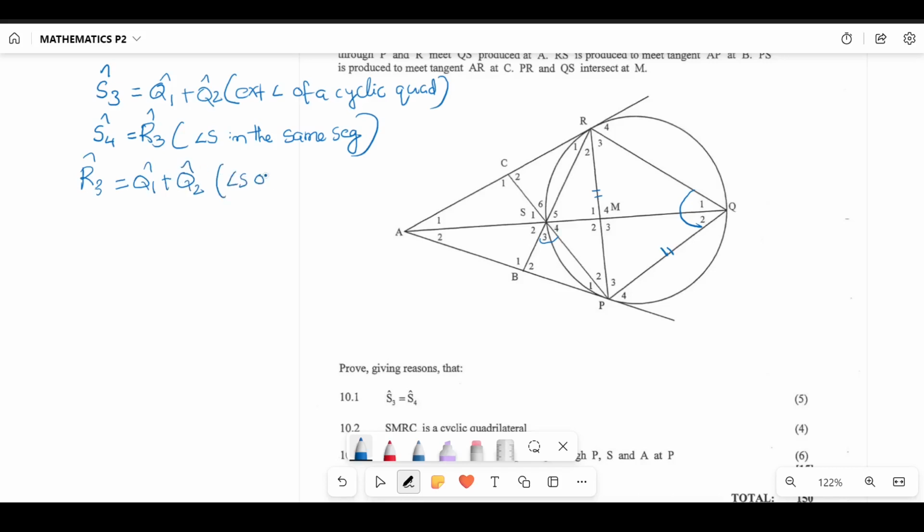Angles opposite equal sides. So these two are equal, therefore S3 equal to S4.